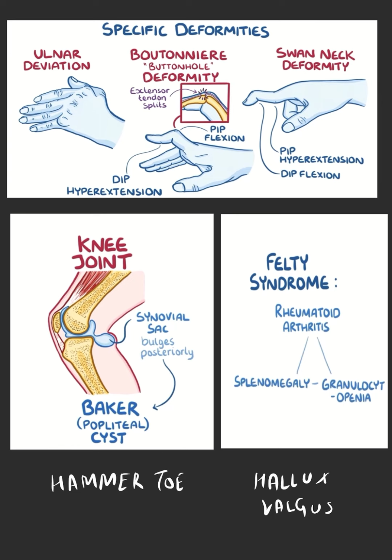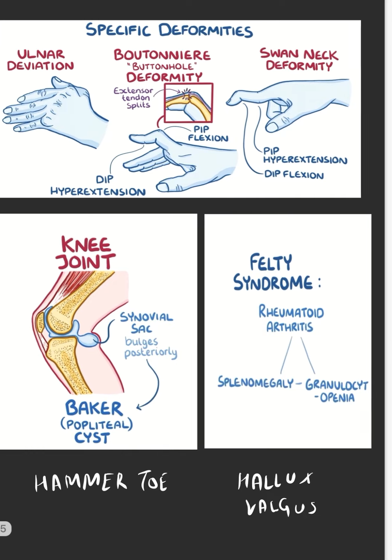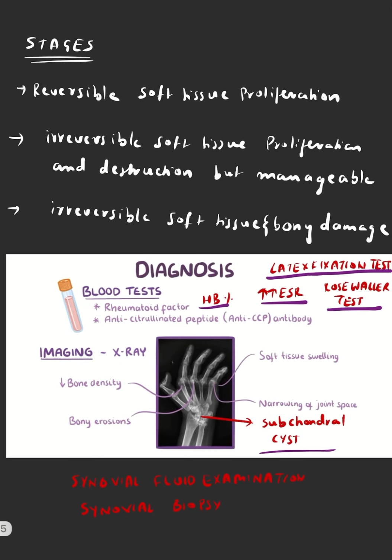And coming to Felty syndrome, it is a triad again. You just have to remember it as rheumatoid arthritis, splenomegaly, and granulocytopenia. Under Felty syndrome, rheumatoid arthritis is seen, and for you to confirm, there are two other things that you'll have to look at, that is splenomegaly and granulocytopenia. And ulnar deviation and Alex valgus are two other things that you'll have to remember. Coming to stages, there are 3 stages: reversible soft tissue proliferation, irreversible soft tissue proliferation and destruction, but manageable, and irreversible soft tissue and bony damage, that is unmanageable. Okay, just remember these 3.